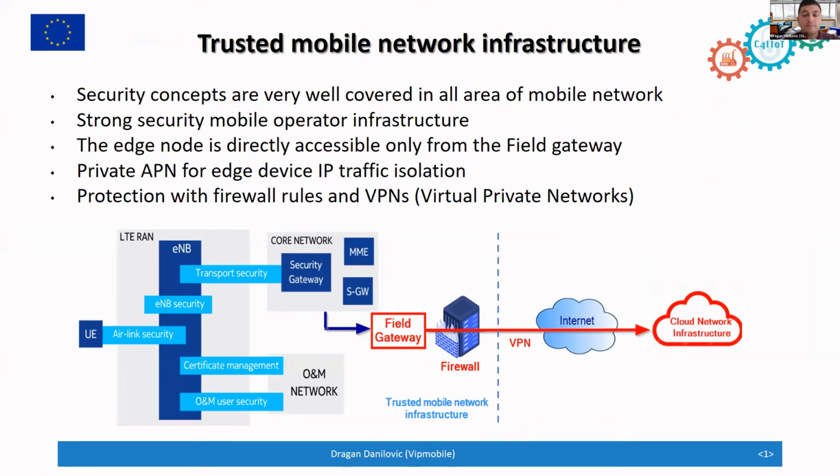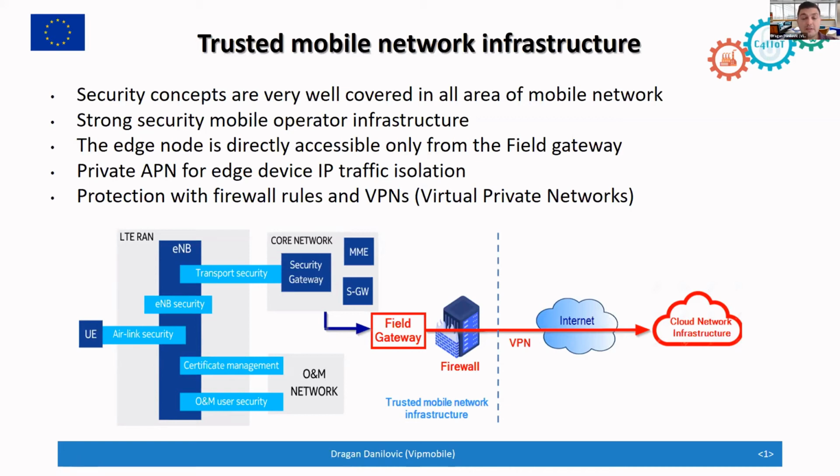This is thanks to a set of protocols, certificates, and best practices applied simultaneously at the BTS, the base station receiver, and also at the core network. As shown in the picture below, the field gateway is located in the mobile operator premises, protected by strong security of the mobile operator infrastructure. The reason for moving the field gateway into the mobile operator premises is a trusted environment for safe and secure communication between the edge node and the field gateway.